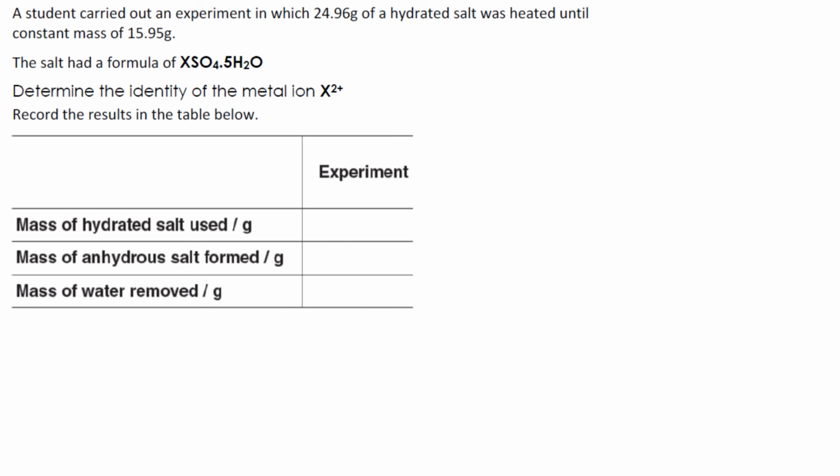Okay, so the mass of the hydrated salt, in the question it said it was 24.96. The anhydrous salt formed was 15.95. So the mass of water that was removed is the difference between those two numbers, which is 9.01.